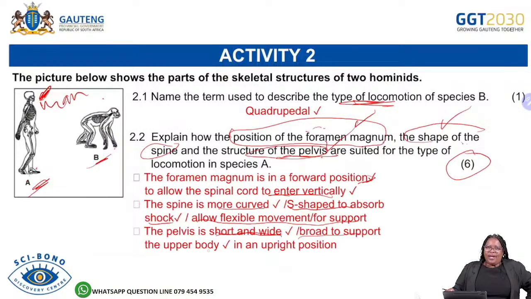So the pelvis is short and wide, is broad to support the upper body, right? Or it helps you to sit in an upright position. That is why even when you sit in your posture, we don't recommend that you just sit like you don't get any balance. Sit up straight, walk up straight. So you do that because of what? Because of the pelvis that is supporting the upper structure.